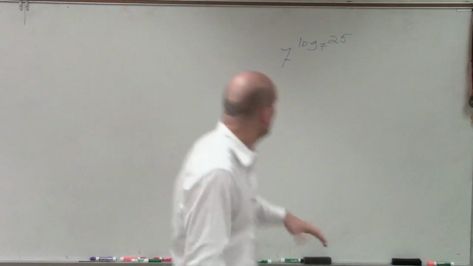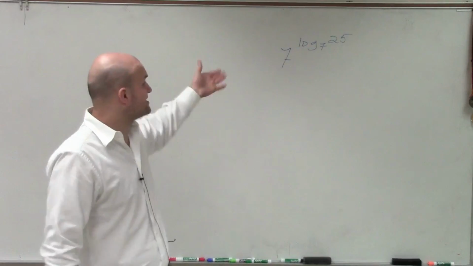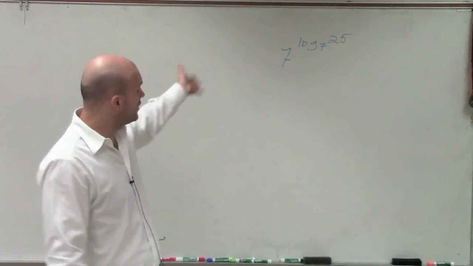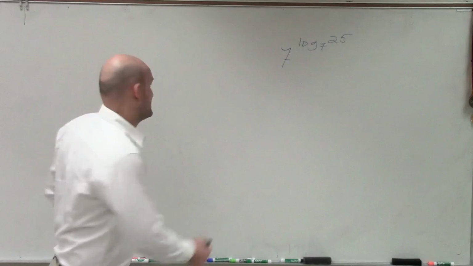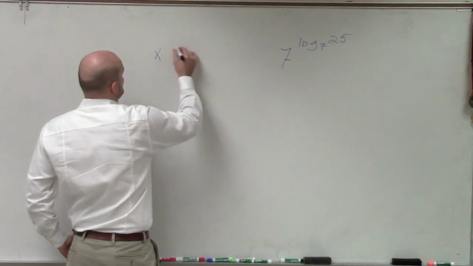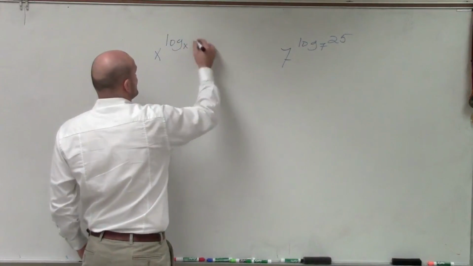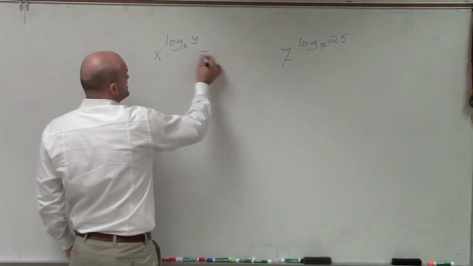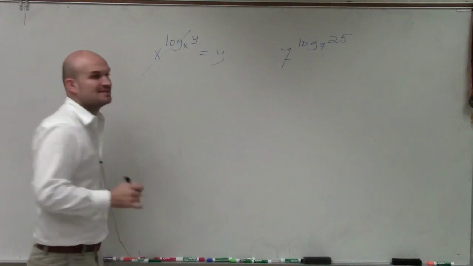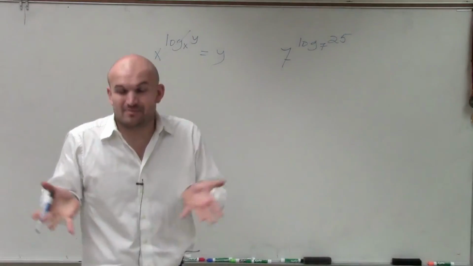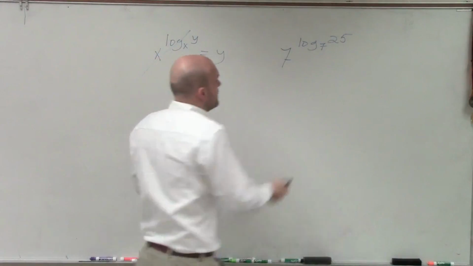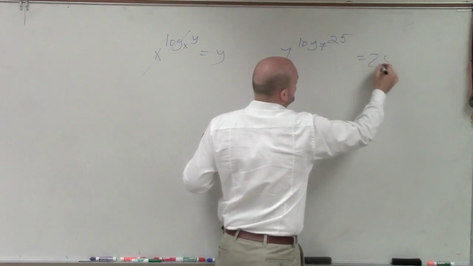OK, so what I'd like to do is show you how to evaluate 7 raised to log base 7 of 25. Now, the very simple answer with this is if we have x raised to the log base x of y, well, that's just simply going to represent y, as we can say these divide out. You might say, well, why does that work? Why is this answer just going to simply be 25?